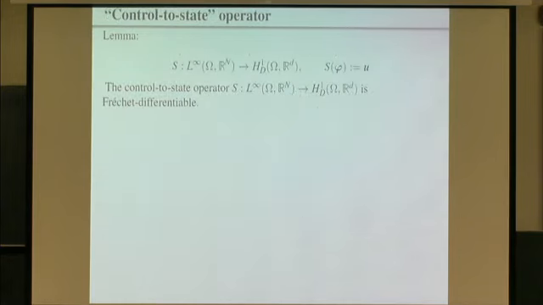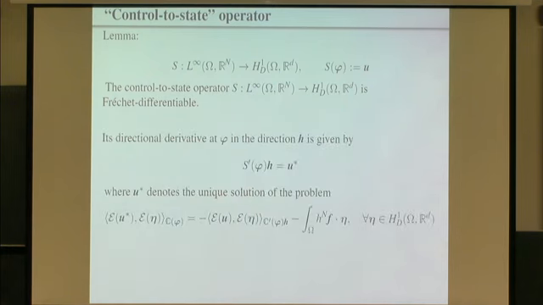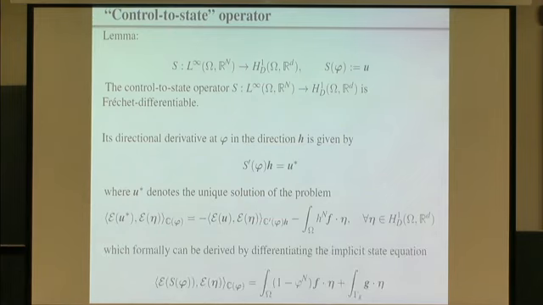As Klaus mentioned earlier, we have this control to state operator S of phi equal to u. We proved that this is Fréchet differentiable, and indeed that its directional derivative at phi in the direction of h is given by this u star, where u star denotes the unique solution of this problem here. We get this simply by differentiating the implicit state equation. Before, we had an E of u, so we've replaced that by S of phi, and differentiating this we arrive at our u star, the problem that u star solves.